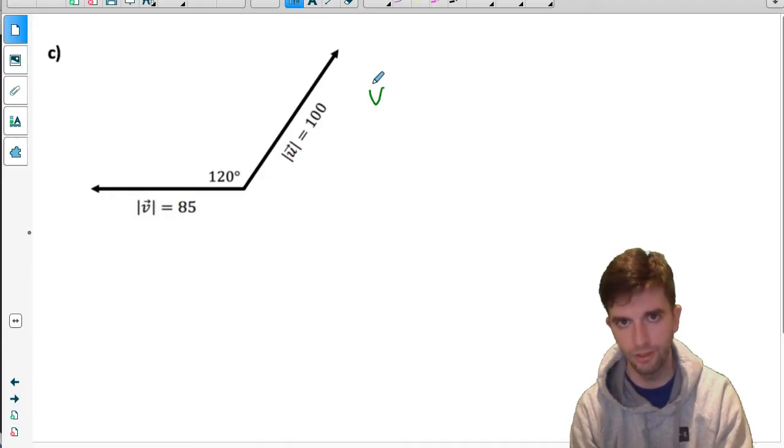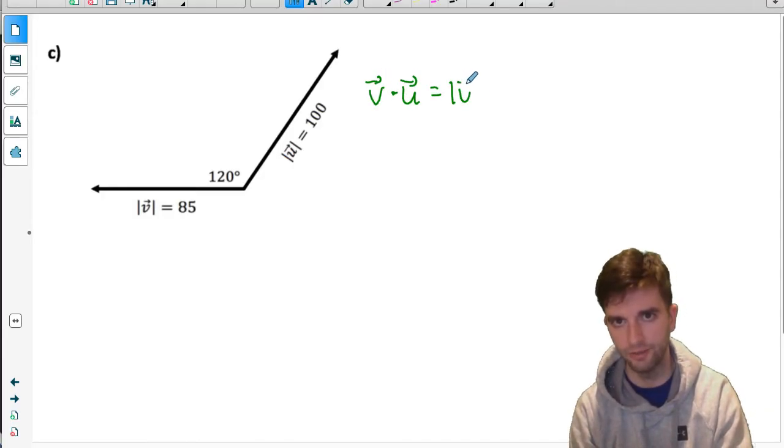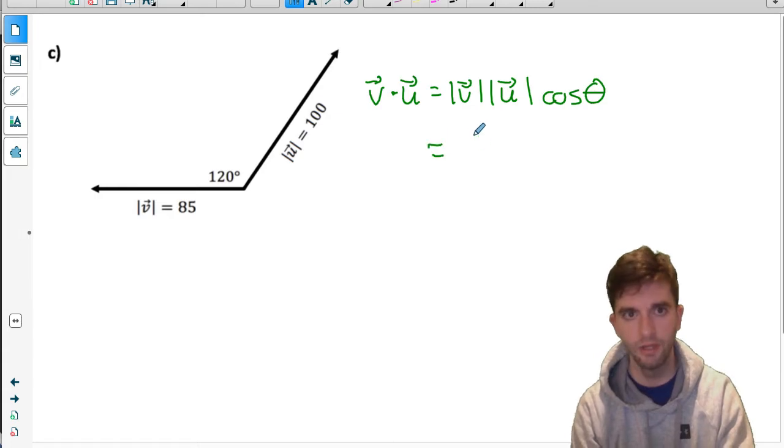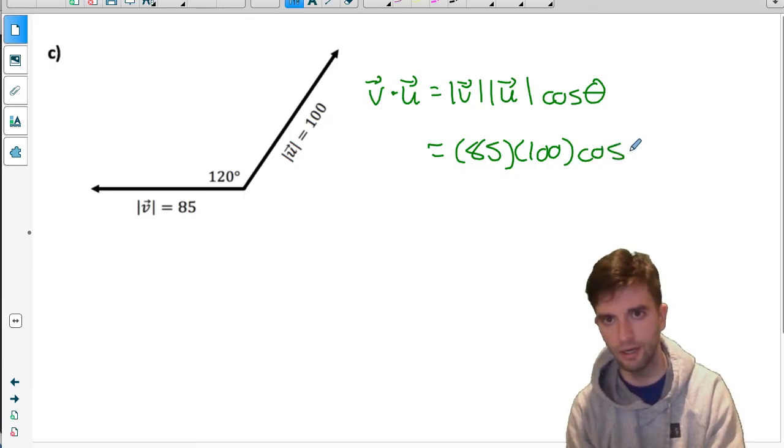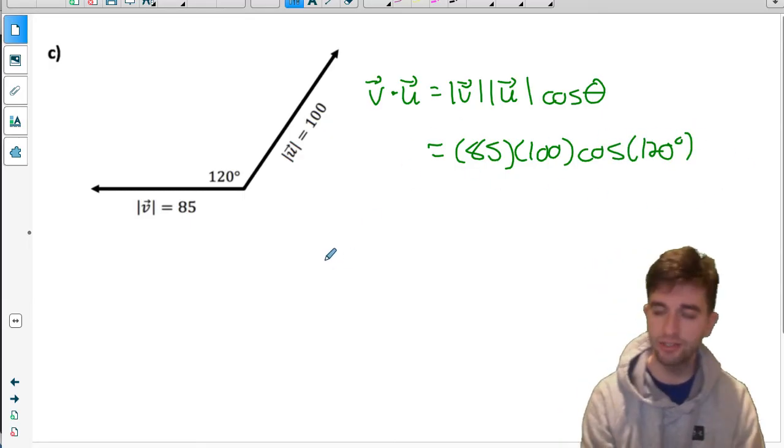So let's do v dot u. That would equal the magnitude of v times the magnitude of u times cosine of the angle between them. So that would be 85 times 100 times cosine of 120 degrees. So I know this time my answer is actually going to be negative.